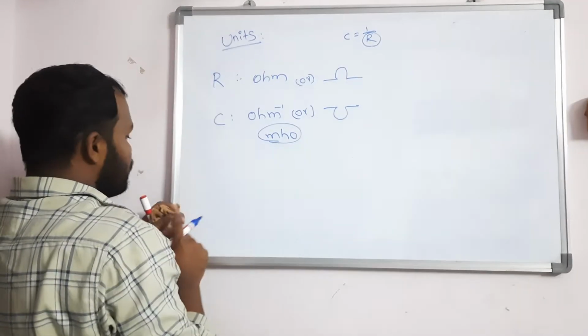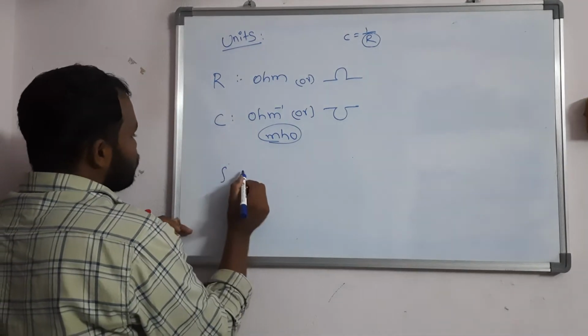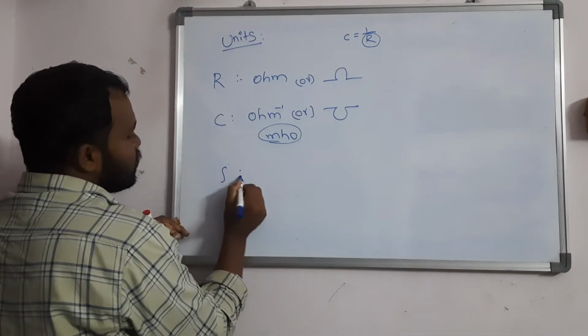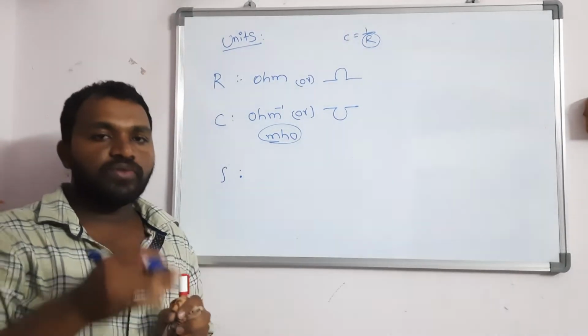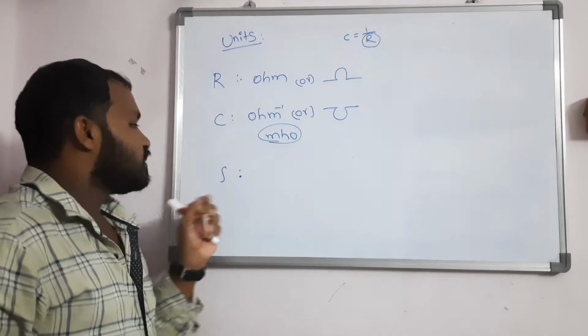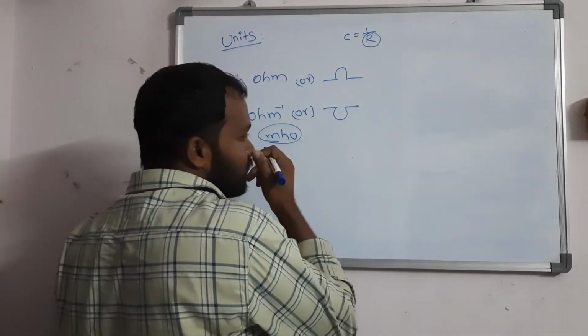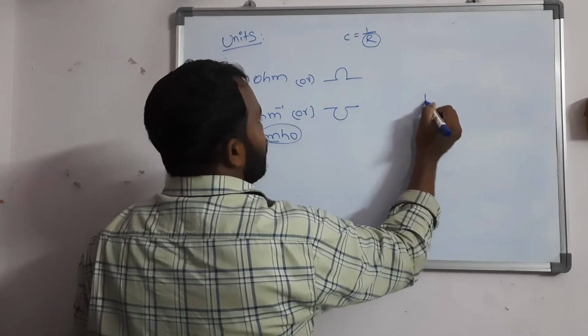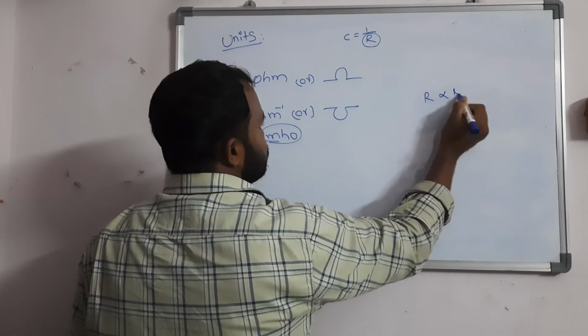And now we will discuss the units of resistivity. Before going to this, you should know the resistivity formula. Then only you can write the units. So what is that? R is directly proportional to L first.